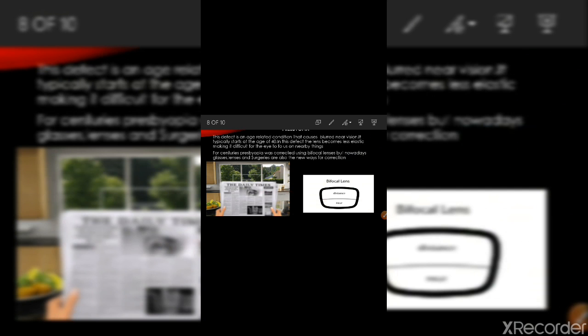Next situation is presbyopia. What is this presbyopia? This defect is related to age, and this happens usually when you are at an age of 40. So this defect can be caused at the age of 40, known as presbyopia. What happens? The person having a presbyopia problem cannot focus on the nearby objects. They can get blurred vision of the objects which are at the near point.